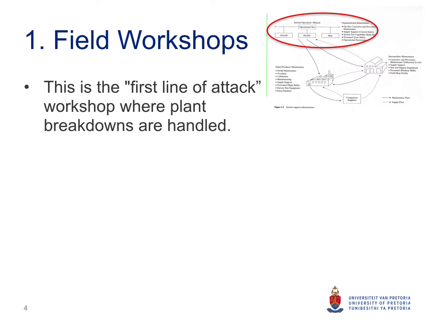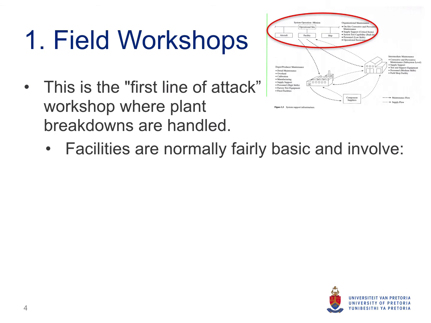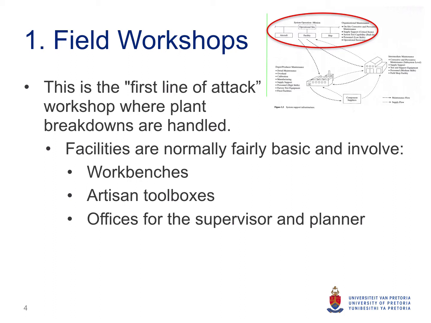The field workshop is the workshop where the most basic maintenance is performed. Much of the work done involves handling breakdowns. Referring to Blanchard's figure 1.3, we are talking here of organizational maintenance. Facilities are quite basic. They involve workbenches, artisan toolboxes, offices for the supervisor and planner, a tool store, and personnel facilities.